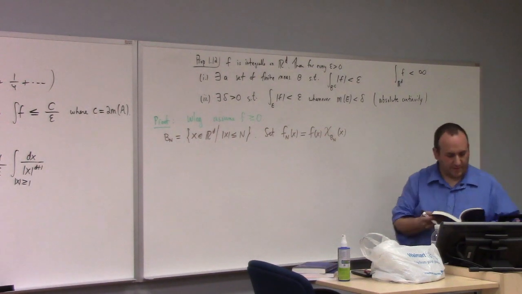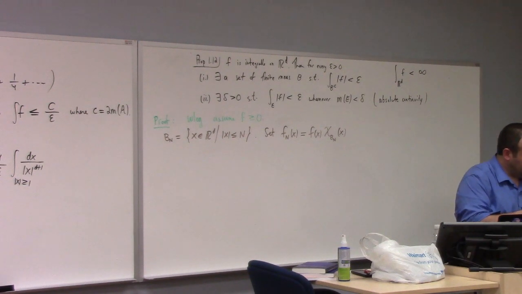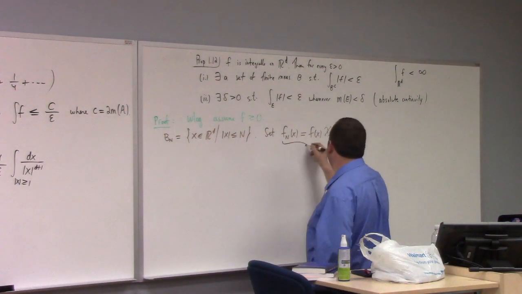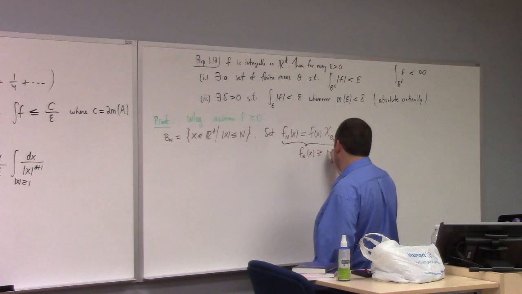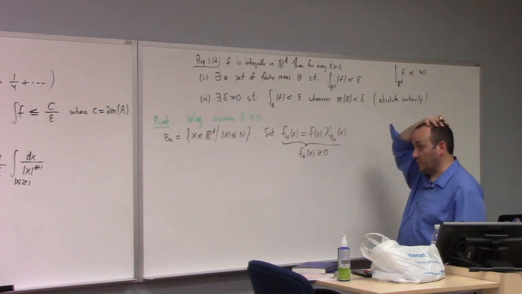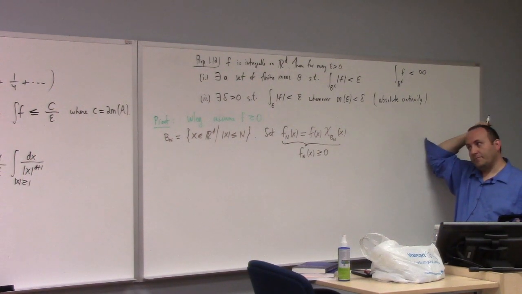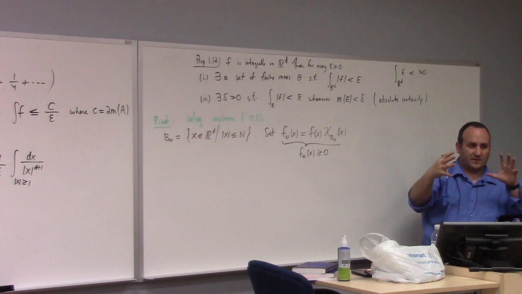What can we say about this fn? Things we can say are that fn of x is greater than or equal to 0, for one thing, because we assumed f was non-negative. And he wants to compare fn with fn plus 1. What can you say about fn plus 1? That basically gives you back f of x on a larger ball, right?